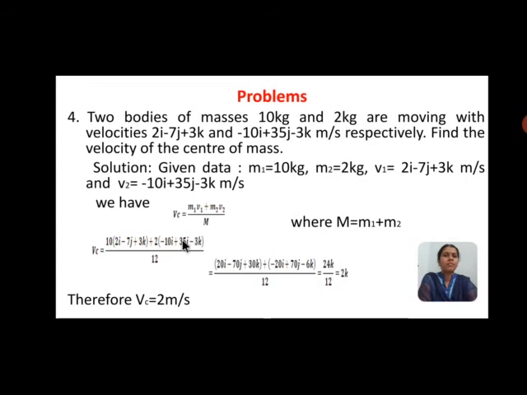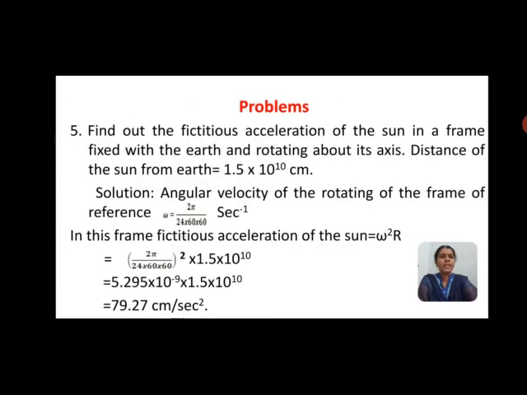So again do the calculation here. That is 10 into 2 it becomes 20i minus 70j plus 30k plus minus 20i. Again here substituting now plus 70j minus 6k divided by 12. So this positive and this negative will get cancelled. Again this negative and this positive will get cancelled. It is left with the 24k divided by 12. So again multiply it, you will get 2k. So thus the velocity of the center of mass is 2 meter per second. Okay. So now we move to another problem.